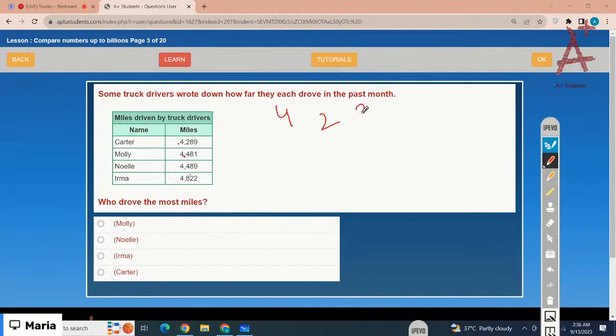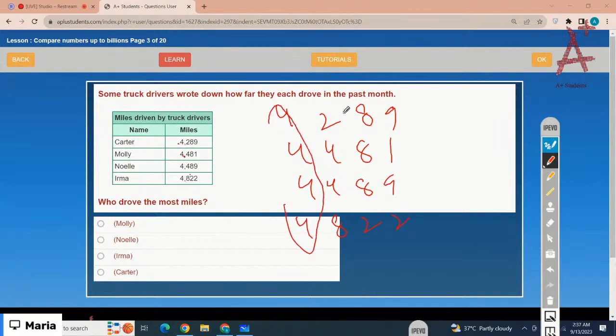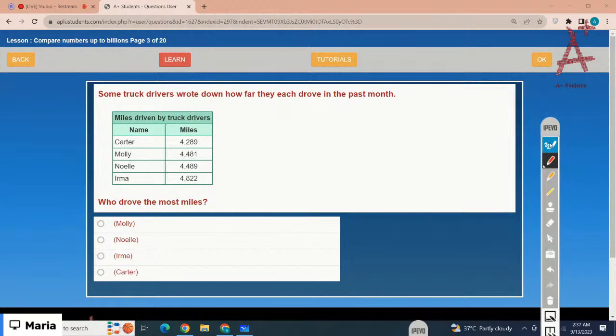4, 2, 8, 9, 4, 4, 8, 1, 4, 4, 8, 9, 4, 8, 2, 2. This number is equal for all of them. Now let's just compare this one, right? 2, 4, 4, 8. 8 is the greatest one. That means 4,822, yes, that would be Irma who drove the most miles. So the correct option is Irma.